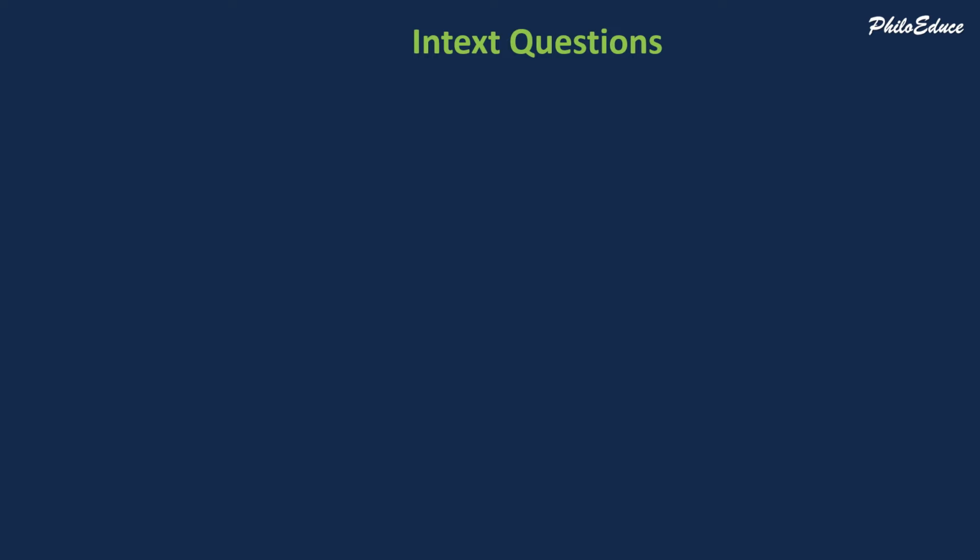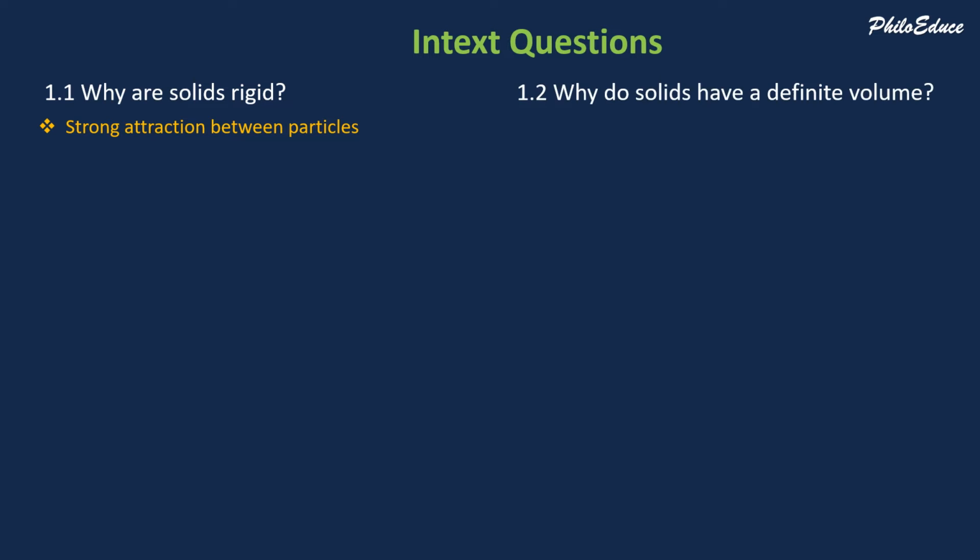Now we can deal with some questions. Why are solids rigid? What is the reason behind it? Solids are rigid due to the strong attraction between particles. This is the major point that should be included in your answer. Those are highlighted here. Strong attraction between particles, and the particles are closely packed. So they are rigid and have a definite shape.